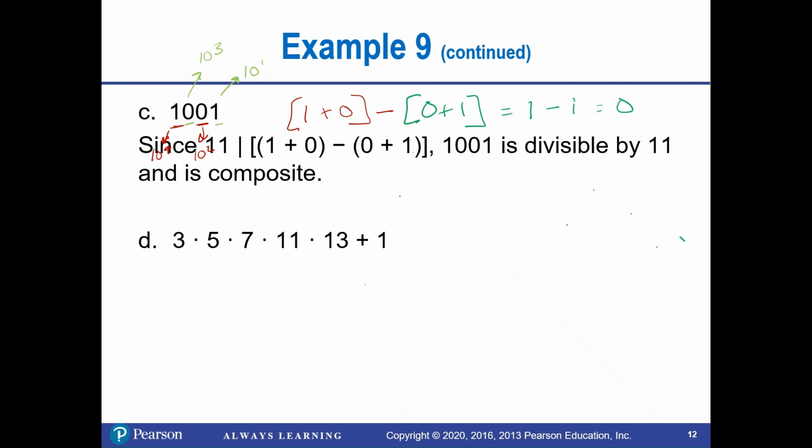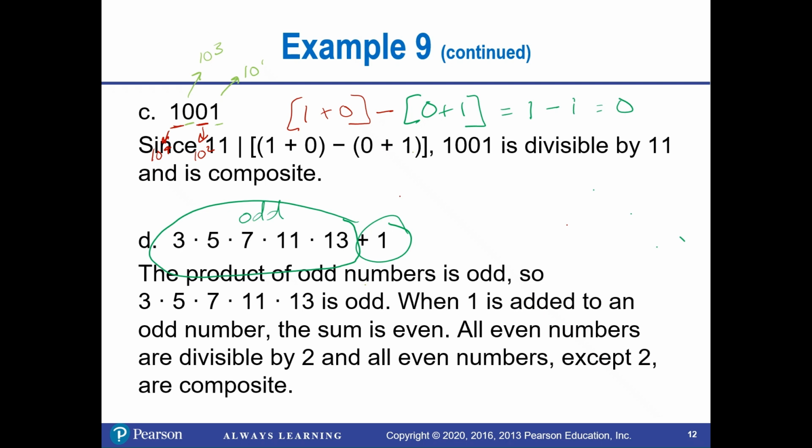Last but not least, I have 3 times 5 times 7 times 11 times 13 plus 1. This number I could multiply out and figure out what the number is, or I could remember that the product of odd numbers is always going to be odd. So I know that this number here is going to be odd. And so when I add 1 to an odd number, I get an even number.